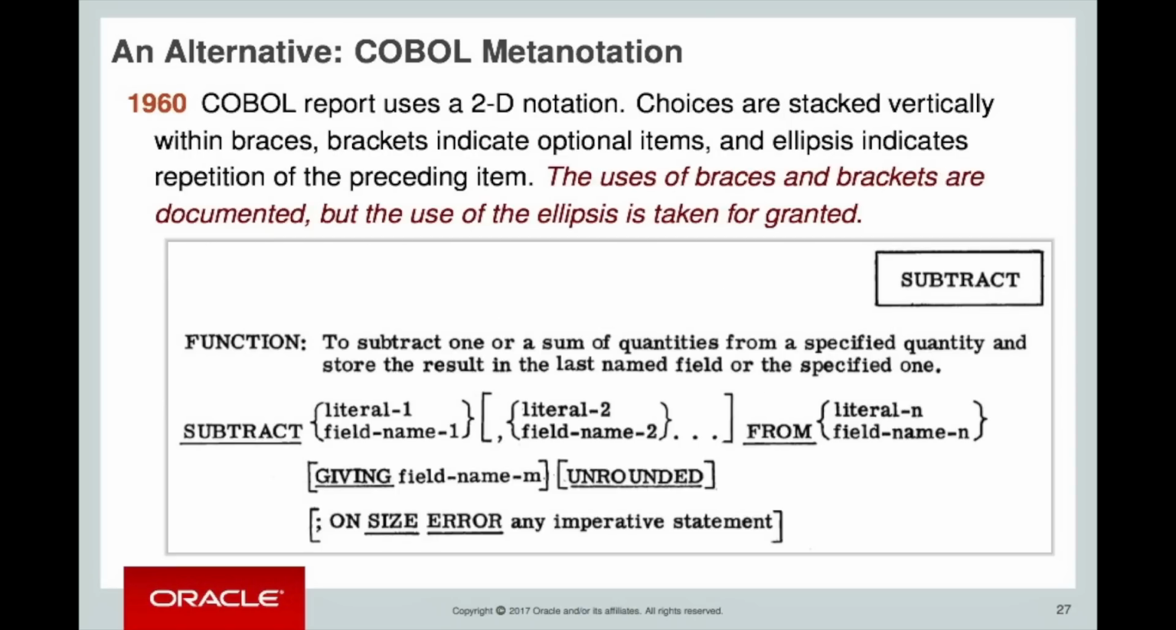But at the same time, in 1960, a completely different alternative was being developed, the COBOL metanotation. The COBOL report used a 2D notation. This is taken from the CODASYL report. Choices were stacked vertically within braces, brackets indicated optional items, and the ellipsis indicated repetition of the preceding item. And an interesting thing about this report is that there's a section in the front of the report that says, here's the formal notation we're going to use to describe the syntax. And the use of brackets and braces are carefully documented, but the use of the ellipsis is taken for granted.